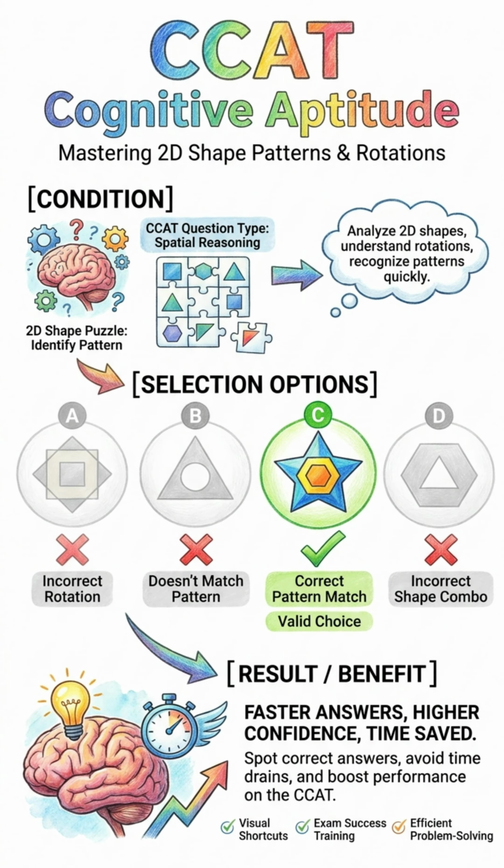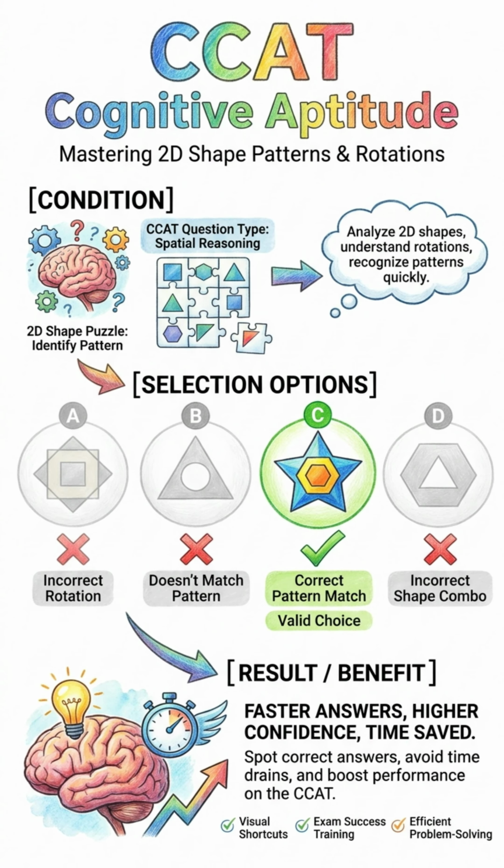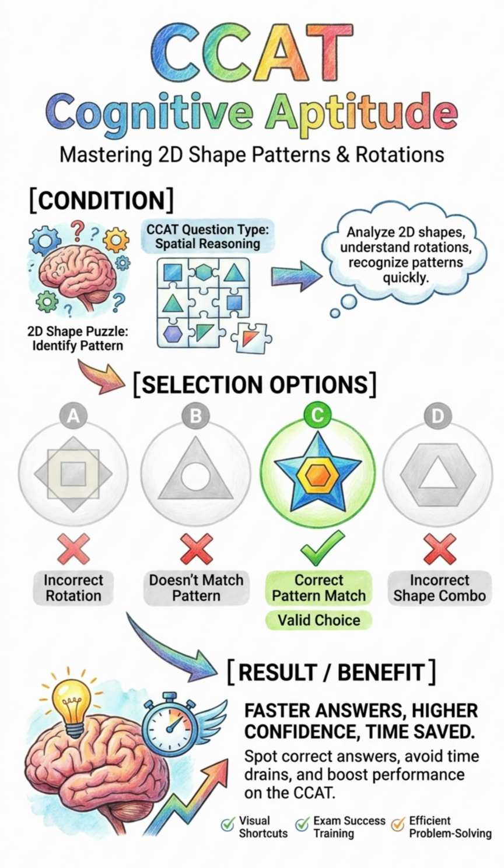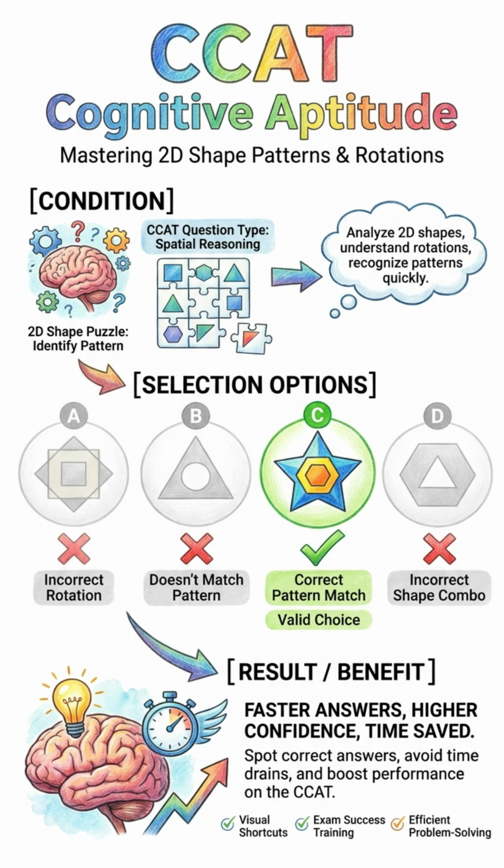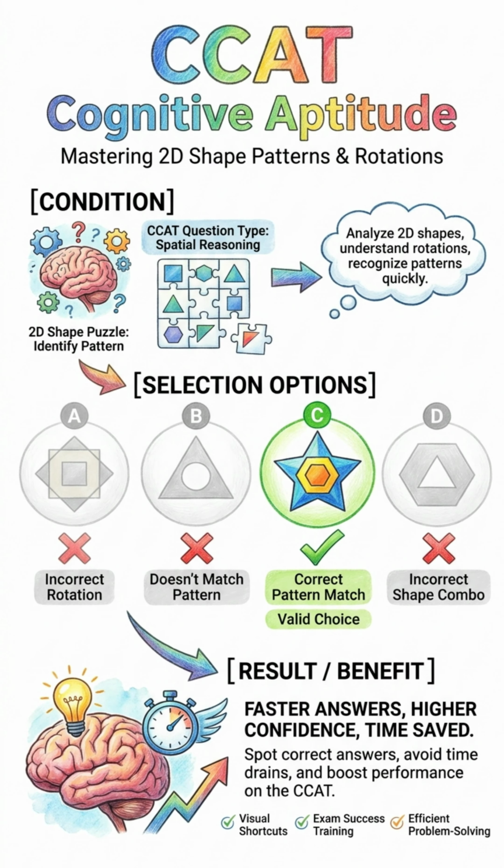In this first section, we will focus on spatial reasoning, including 2-dimensional shapes, rotations, and the patterns you are likely to see on the exam. I will show you practical shortcuts that can help you recognize the correct answer faster without wasting valuable time.